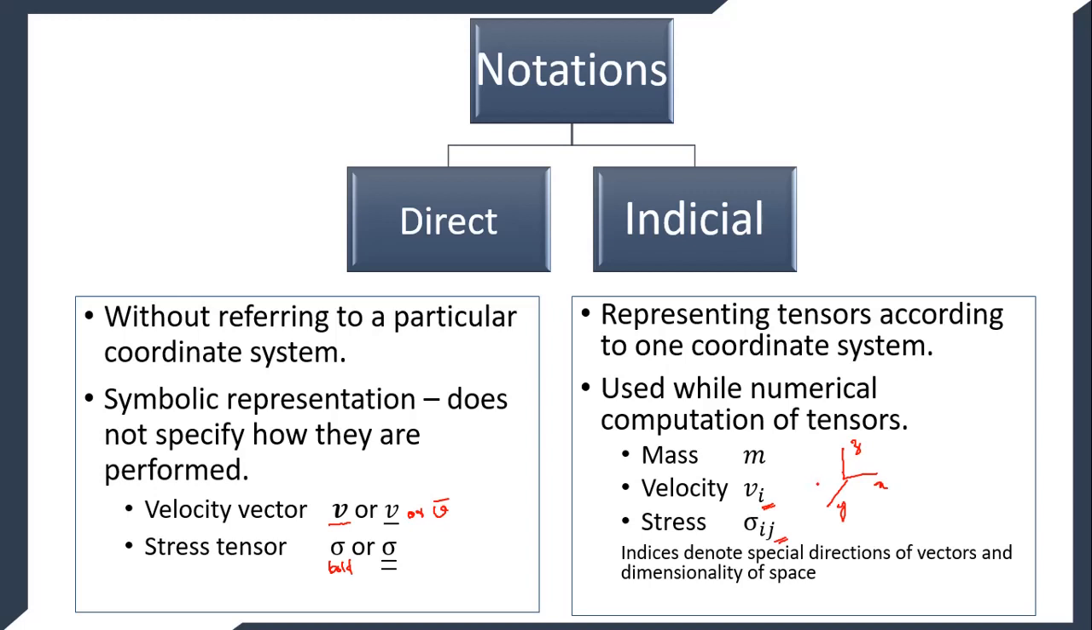Everything can be done only with the indicial notations, so we will be sticking mainly to the indicial notation. In indicial notation, the indices denote the dimensionality of the vector, or the dimensionality of the space in which this particular tensor is being talked about, and they give the direction of the vector. And we have already learned how i and j, or the indices, give us the direction in the last video.